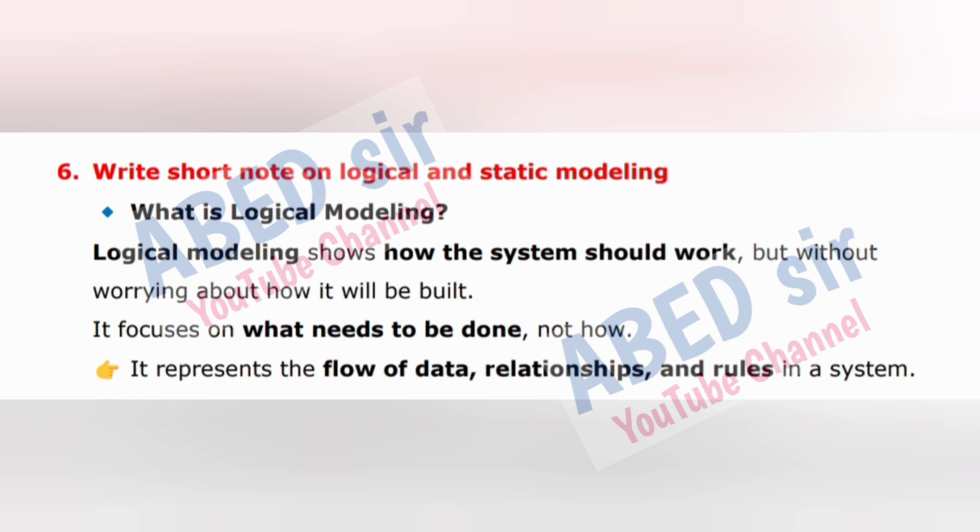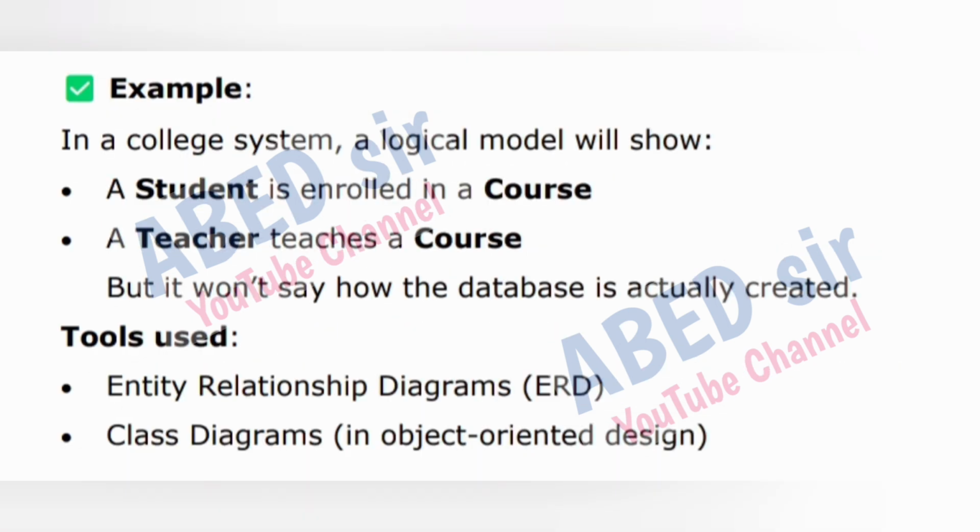What is logical modeling? Logical modeling shows how the system should work, but without worrying about how it will be built. It focuses on what needs to be done, not how. It represents the flow of data, relationships, and rules in a system. Example. In a college system, a logical model will show: a student is enrolled in a course. A teacher teaches a course. But it won't say how the database is actually created. Tools used: entity relationship diagrams, ERD. Class diagrams in object-oriented design.